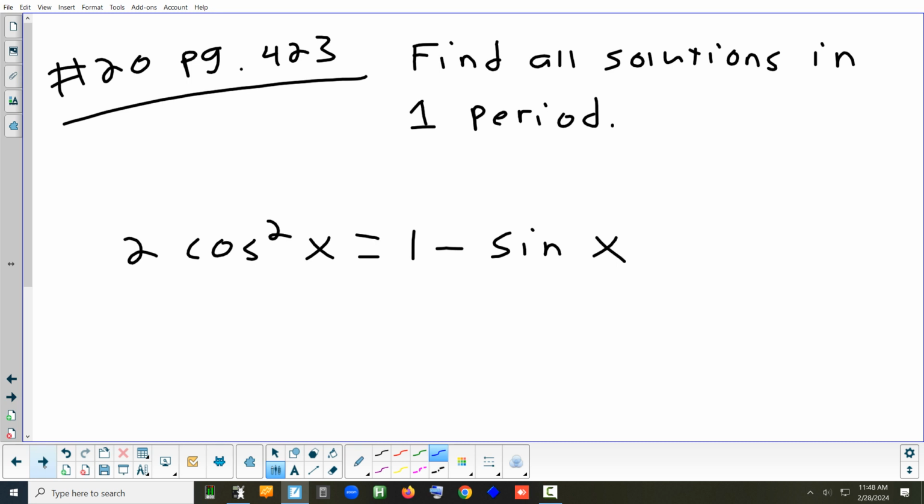Yeah? When it says in one period, does that suggest that it wants radians? No, it doesn't suggest anything. This problem, I would accept degrees or radians, because it doesn't say. It depends how you define your period. You're going to define it 0 to 2 pi, or you're going to do 0 to 360. You could do it either way. On the test, it won't be vague like that. It'll say degrees or radians.